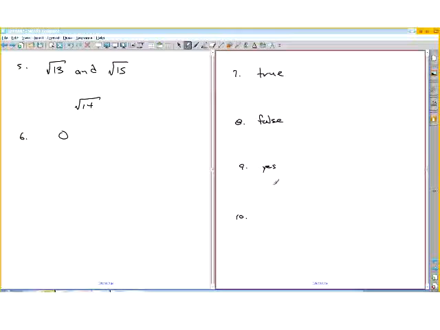And number 10, every rational number is a real number. That's also true, because a rational number is made up of a ratio of 2 integers, and integers are real numbers, and therefore the ratio of the 2 would be a real number. So that is true.